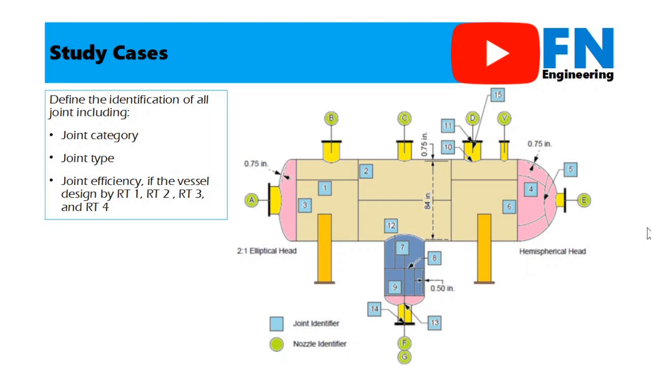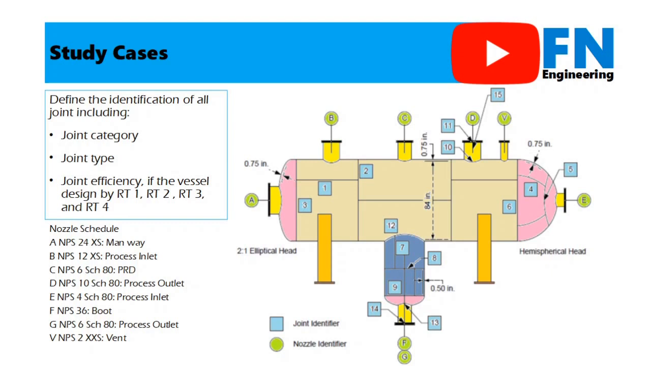There are 15 joints, joint number 1 to number 15. For information, joint number 15 is a seamless nozzle, so there is no welding for joint number 15. Meanwhile, we use some nozzles, such as nozzle A with NPS 24, schedule XS or strong, as a manway. Then nozzle B with NPS 12, schedule strong, as process inlet. Nozzle C and G use NPS 6 inch and schedule 80.